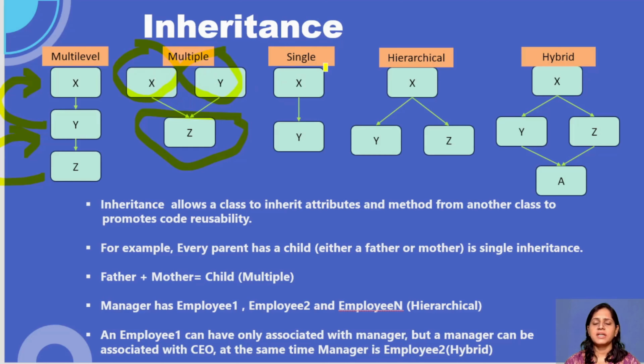What is single inheritance, guys? Single inheritance. X is one class, y is another class. This is a single level inheritance, again we are saying. Just one class, one child class, and it is over. That's it. Hierarchical. What is hierarchical, guys?